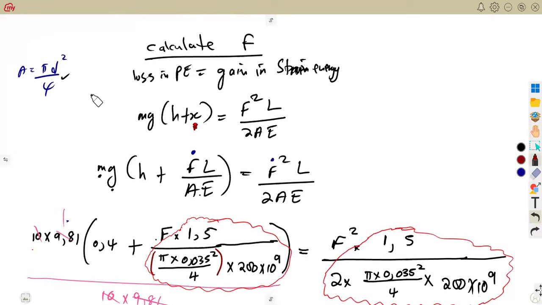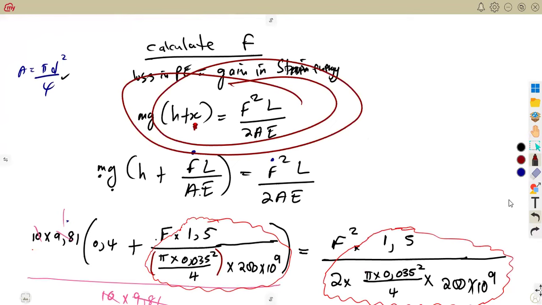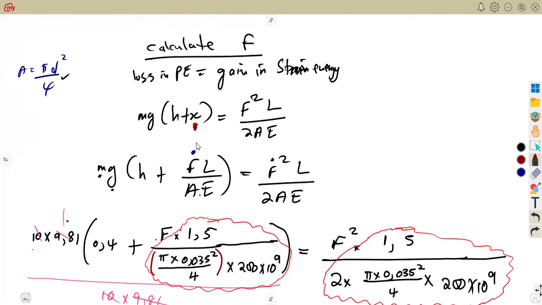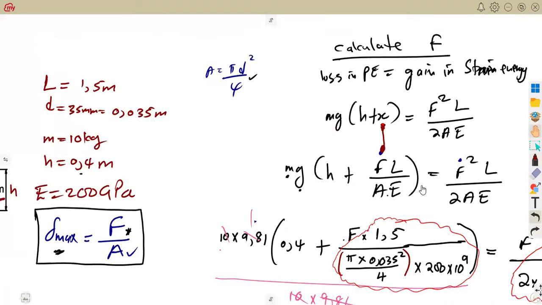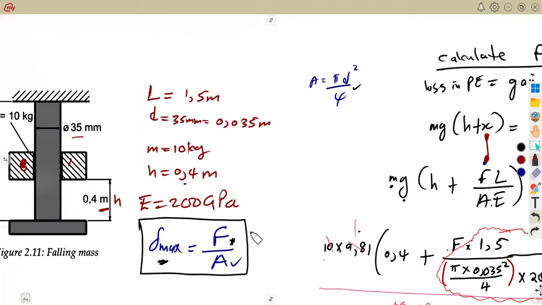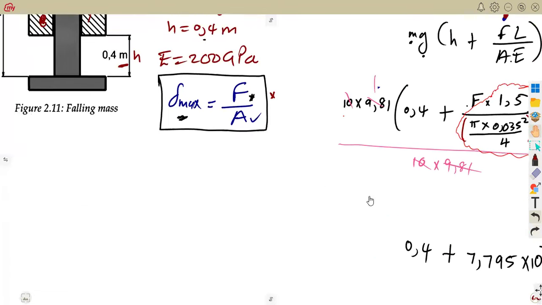Loss in potential energy, gain in what? Strain energy. With this formula and adjustments made on the substitution of x, which is our extension, force can be calculated. And what's the purpose of this force? So that we can obtain the stress, which is the one that we need, now it can be calculated.